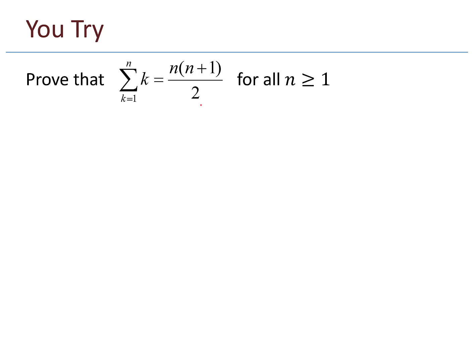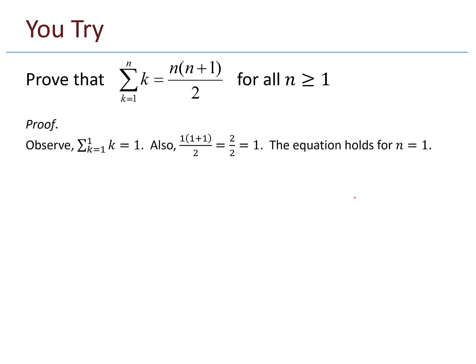Let's take a look. So for the proof, I will start off with the base case. Let's observe that when I sum up to 1 of k, I just get 1. And also when I plug 1 into the closed formula, I also get 1. And so the equation holds for n equals 1.